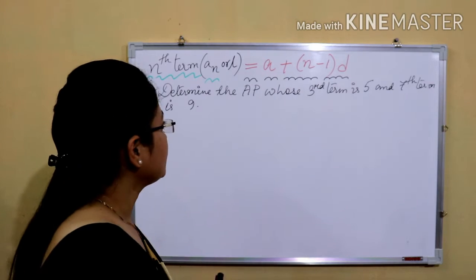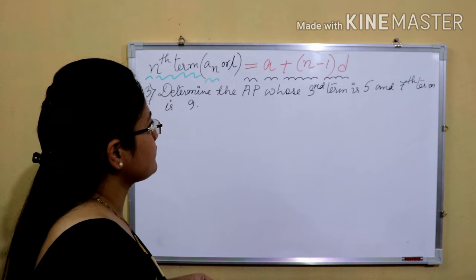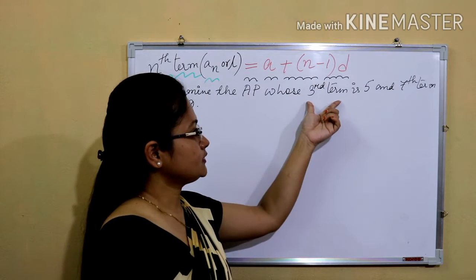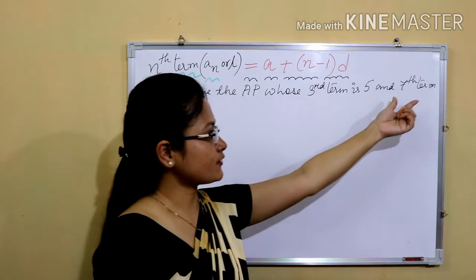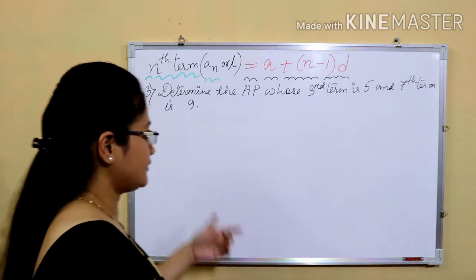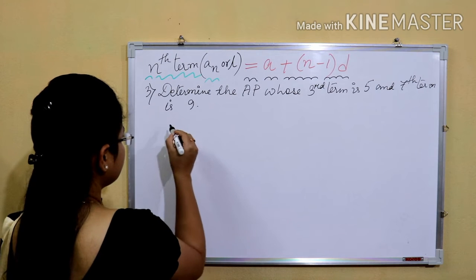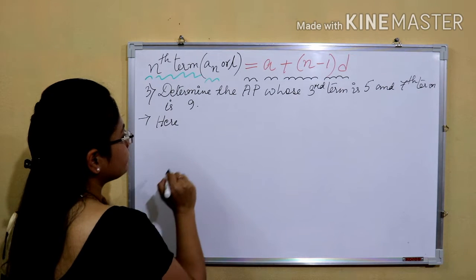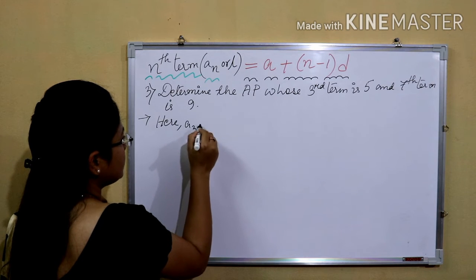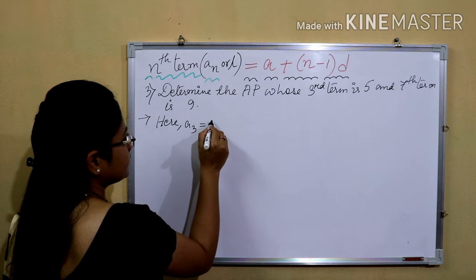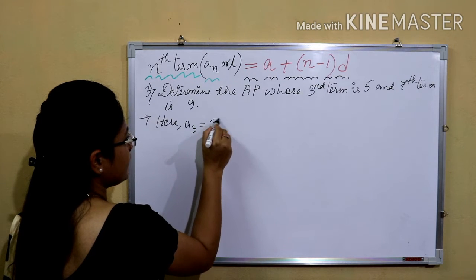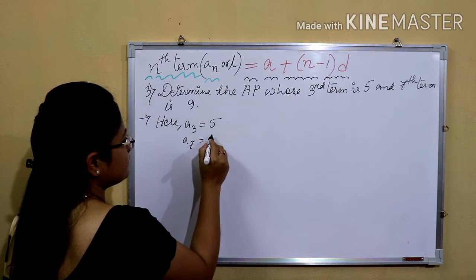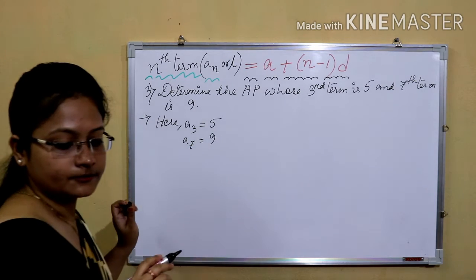Example 3. Determine the AP whose third term is 5 and seventh term is 9. Third term means A3, and seventh term means A7. So here the third term A3 is given as 5, and A7, that means the seventh term, is given as 9.